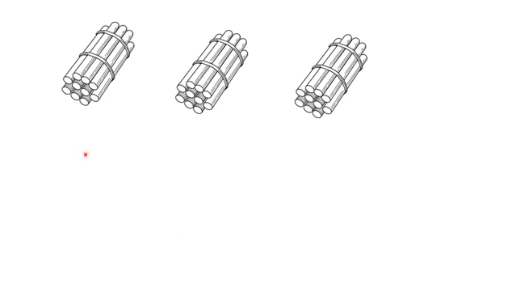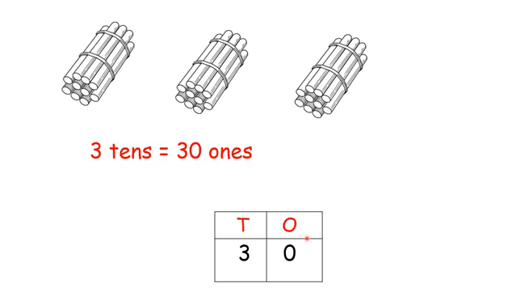Now children, we have 3 bundles here. There are 3 bundles here of 10 sticks each. That's 1/10, 2/10, 3/10. There are 3/10 that make 30 ones. And this is the way we write it. O for the ones column, T for the tens column. We write 30 like this. 3 under the tens column and 0 under the ones column.